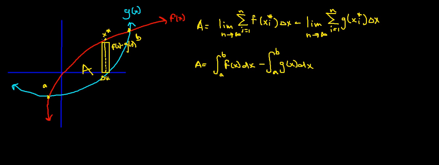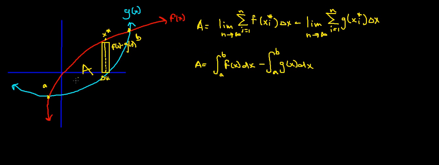But since the area between these two curves is going to be whatever the area of the top curve is, with the area of the bottom curve subtracted from it, this becomes delta x times f of x minus g of x. And now they share the same set of x's, so when I set this up as a limit problem, the area is equal to the limit as n goes to infinity of the sum of f of x star times delta x, minus the limit as n goes to infinity of the sum of g of x star times delta x, which can be translated into a set of integrals.